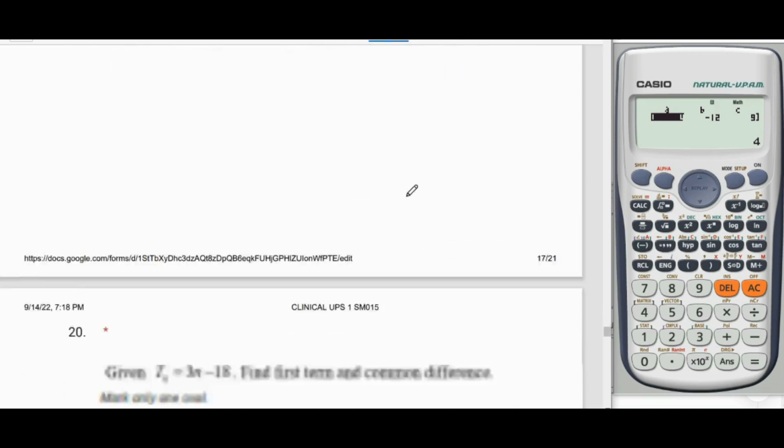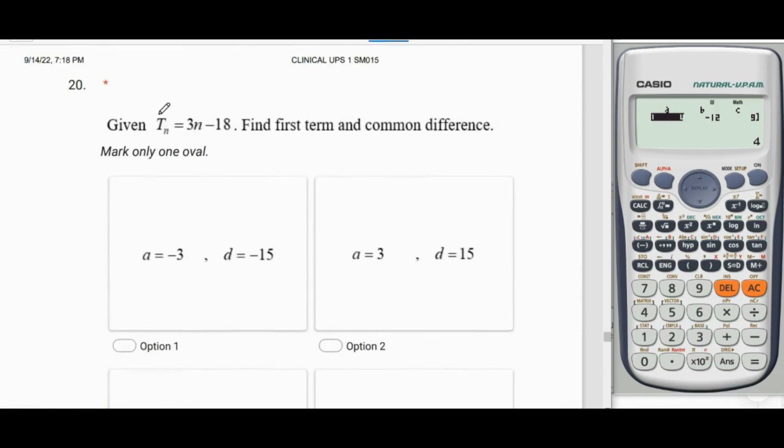3 over 2. And then given that the nth term is 3n minus 18, find the first term and common difference. So first term a will be T1. So put in our n as 1. So a will be negative 15.